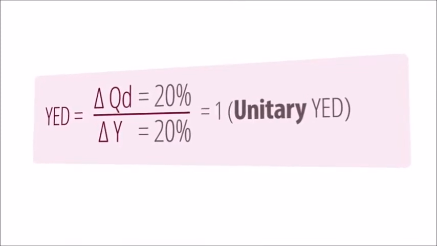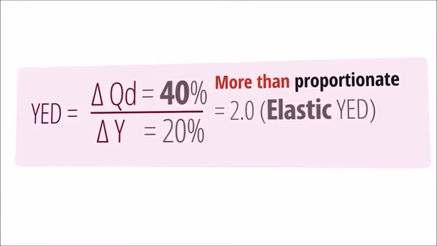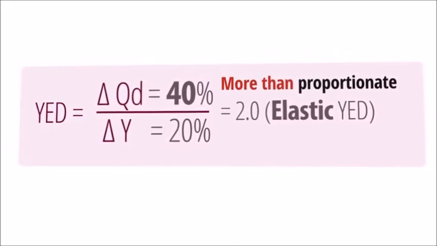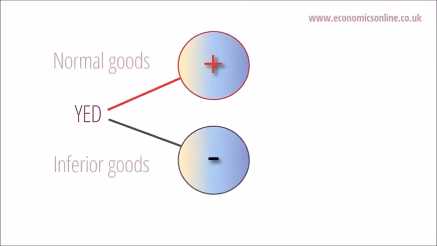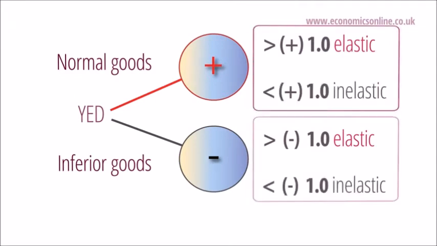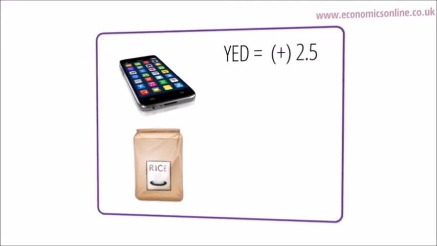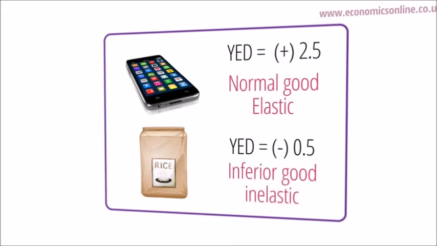When the coefficient is less than 1, the YED is inelastic, and when it is greater than 1, it is elastic. So, in the case of both clothing and bread, YED is elastic, which means there is a greater proportionate response in demand to the change in income. Both goods are elastic, despite having different signs. It is therefore possible to have both elastic and inelastic normal and inferior goods. For example, if the YED is plus 2.5 for smartphones and is minus 0.5 for rice, then we can deduce the smartphones are, with respect to income, an elastically demanded normal good, and rice is an inelastically demanded inferior good.